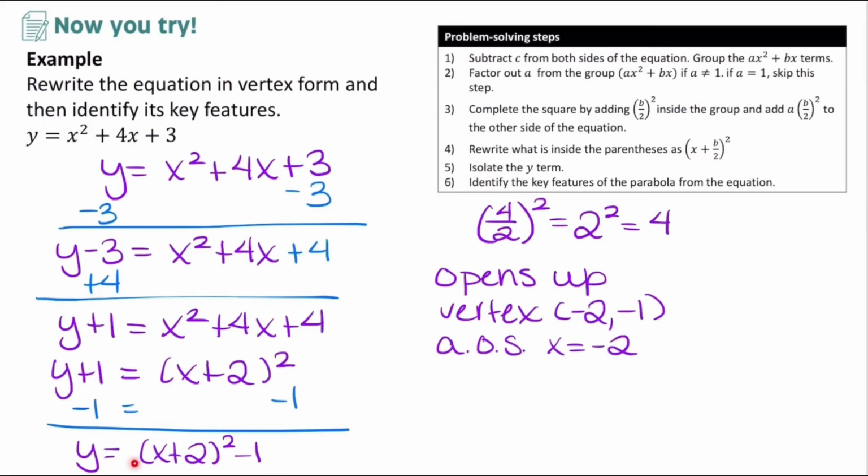So notice that since a is greater than 0, this is going to open up. The vertex will be at -2, -1, and since it opens up, the vertex will be a minimum. And also, the axis of symmetry will be at x equals -2.